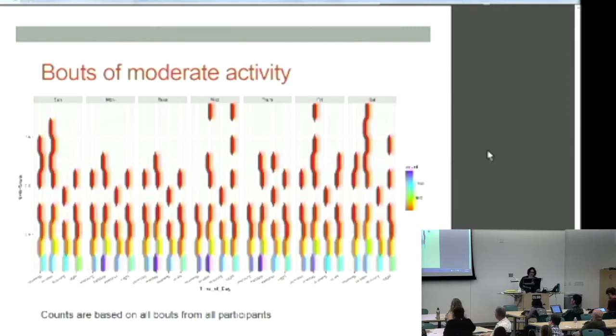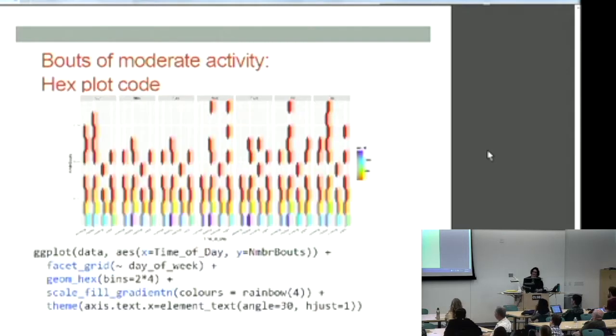I'm going to skip this, because I'm out of time. My collaborator from Australia, he calls this the bushfire plot.